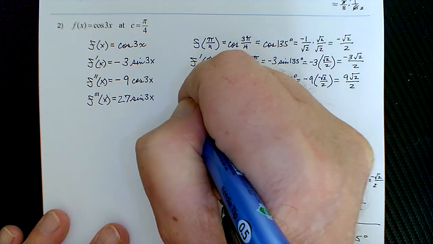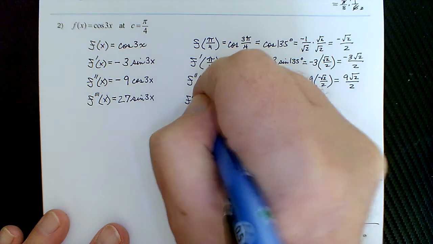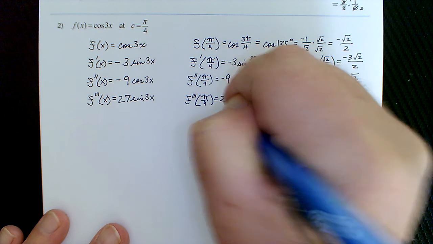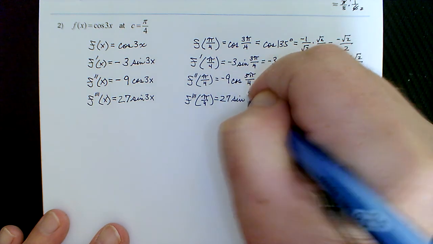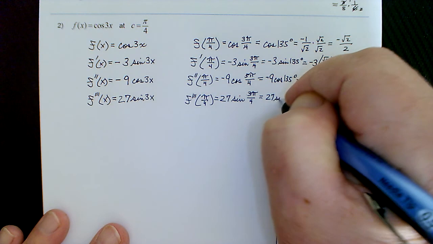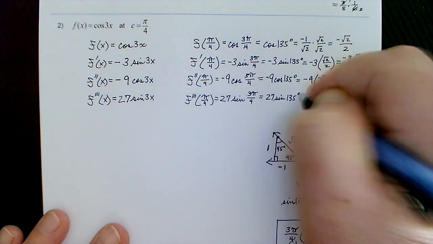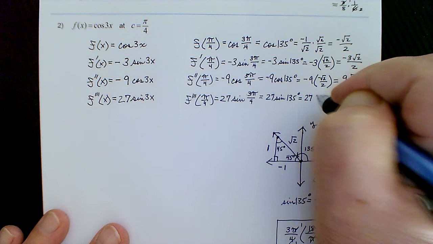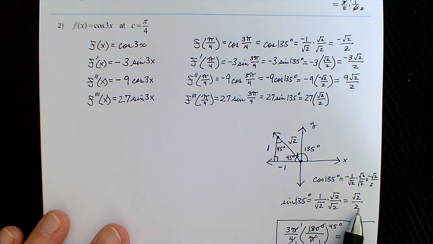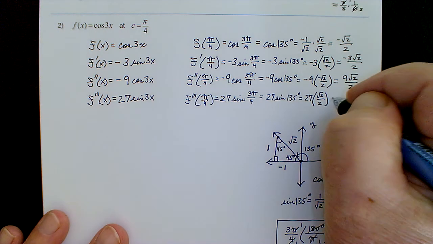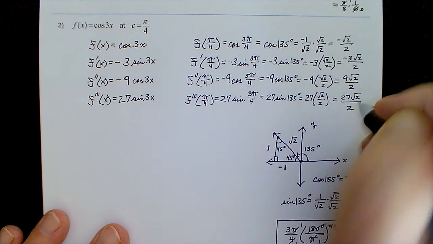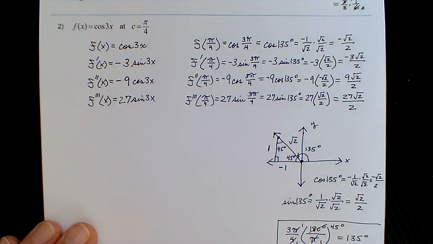And then finally for the third derivative at pi over 4, 27 sine of 3 pi over 4, 27 sine of 135 if you want, or skip steps. 27 sine of 135 was radical 2 over 2. Again, we did the work down here. So that gives 27 square roots of 2 over 2. Alright, so now we're ready to plug into the definition.